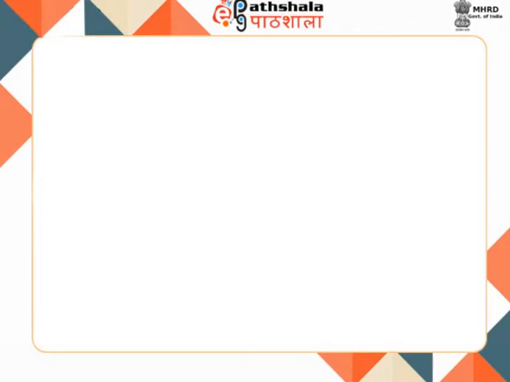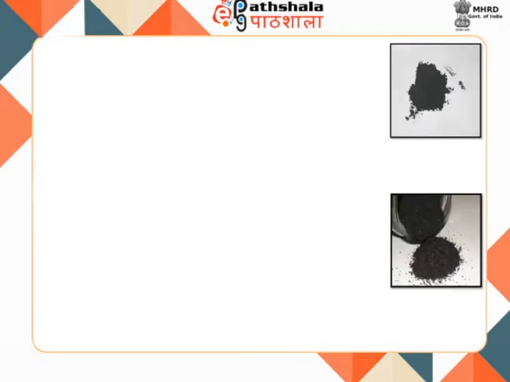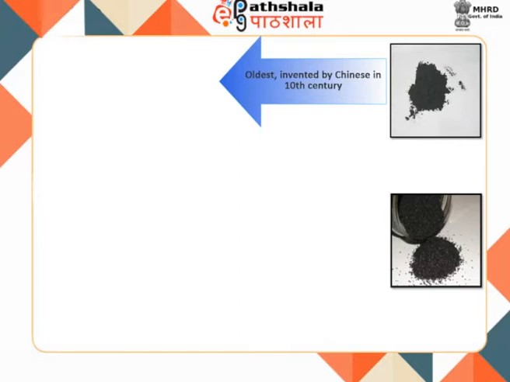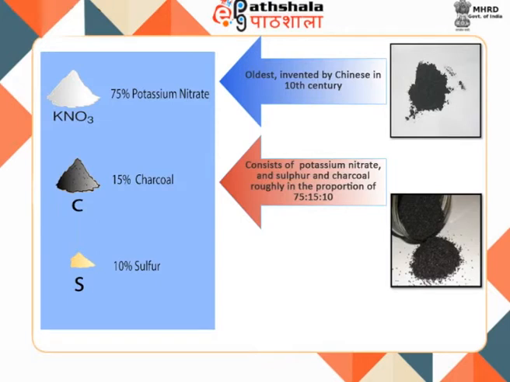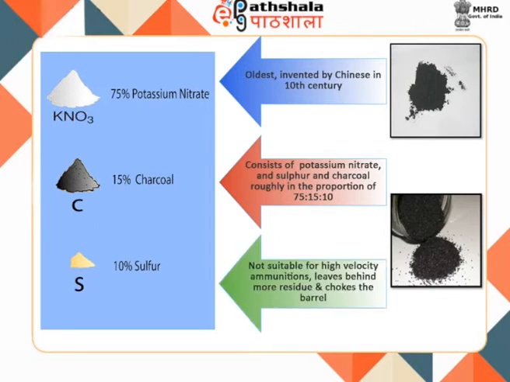Now we shall discuss gunpowder. Gunpowder is the oldest recorded propellant and was invented by the Chinese around the 10th century. It was used for sending signals and fireworks. The gunpowder consists of potassium nitrate, sulfur and charcoal roughly in the proportion of 75, 15 and 10. The powder is not suitable for high velocity ammunition as large amounts of powder are required for getting high velocities of projectiles.